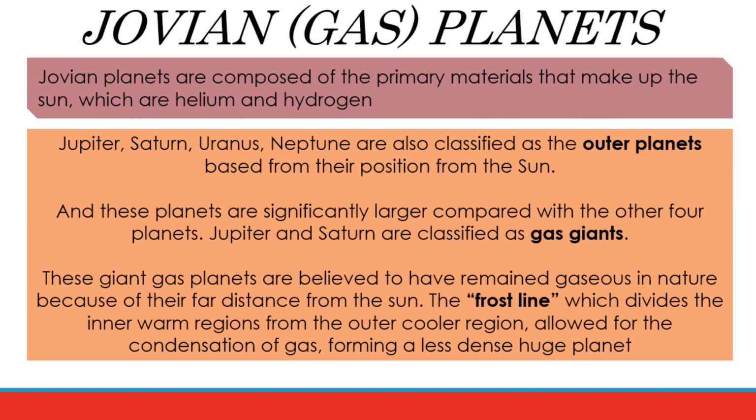Jupiter and Saturn are classified as gas giants also because they are larger than Uranus and Neptune. These giant gas planets are believed to have remained gaseous in nature because of their far distance from the Sun. The frost line, which divides the inner warm regions from the outer cooler region, allowed for the condensation of gas, forming a less dense, huge planet.